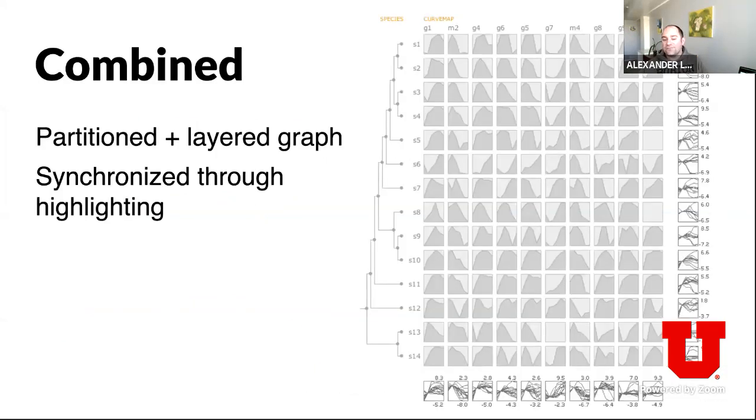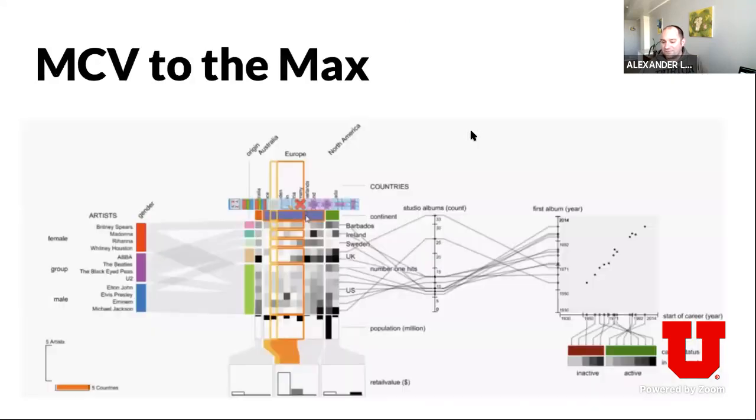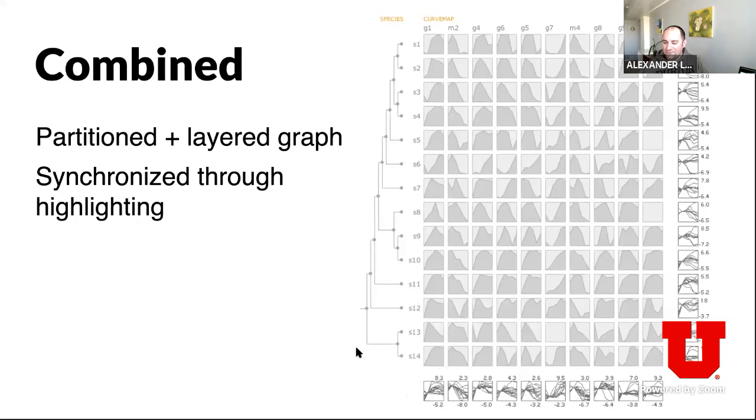And then you can, of course, combine all of this. Here you have a partitioned and a layered graph, and it's also synchronized through highlighting. Again, my video here doesn't work, but the point is that on the top here, you have these individual graphs in small multiples. They're partitioned by this hierarchy here, but then there are these layers for these two different dimensions in addition to it that give you a better summary impression in the columns and also separately in the rows. So in this case, you have both multiple views and layered views.